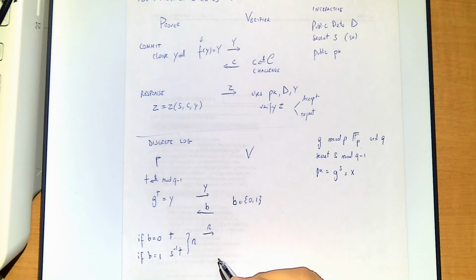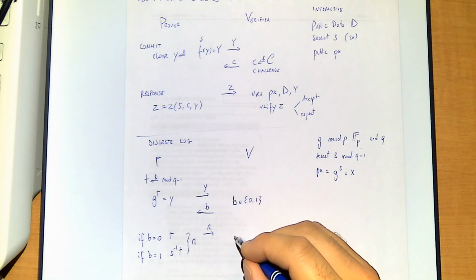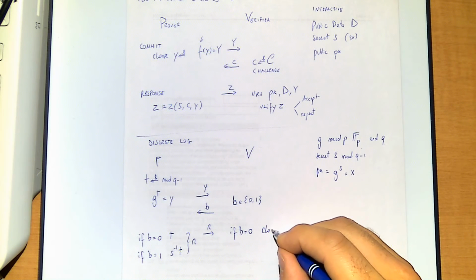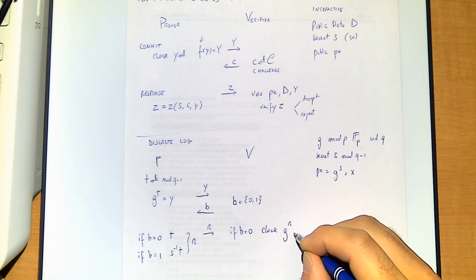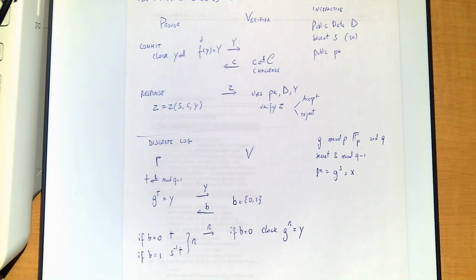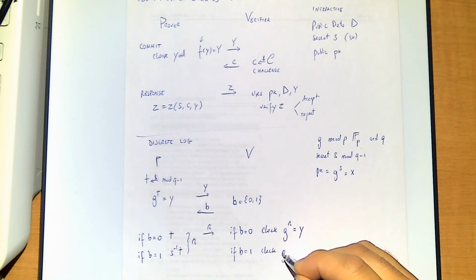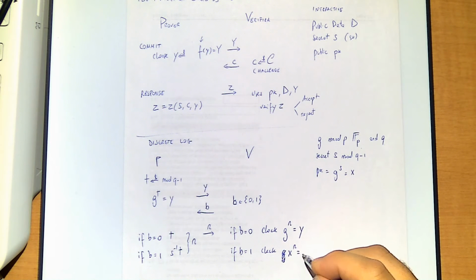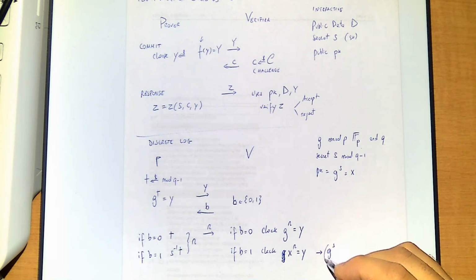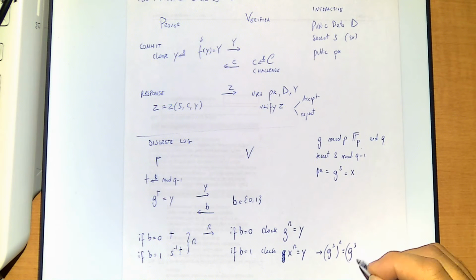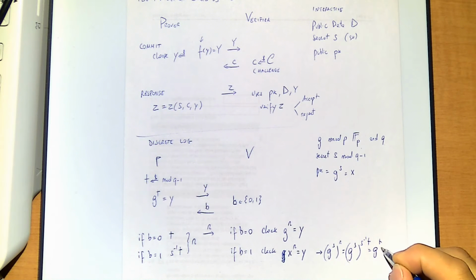Then to verify, you take the response, and if B was equal to 0, you check that G to the R is equal to Y. In this case, it's kind of trivial because R is going to be T, so you get G to the T, and it's exactly Y. And if B is equal to 1, you have to use your public key: you check that X to the R is equal to Y. This is because X to the R is in fact G to the S to the R, which is G to the S times S inverse T, and this is again G to the T, which is Y.